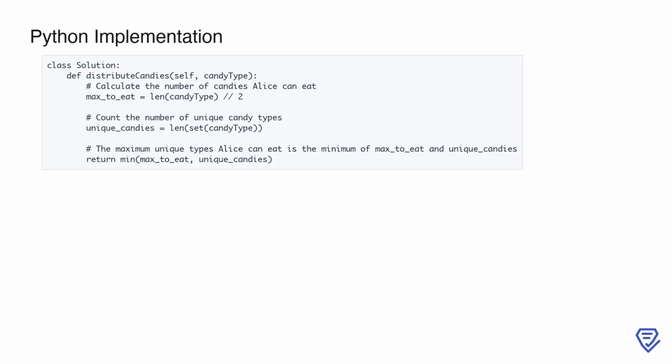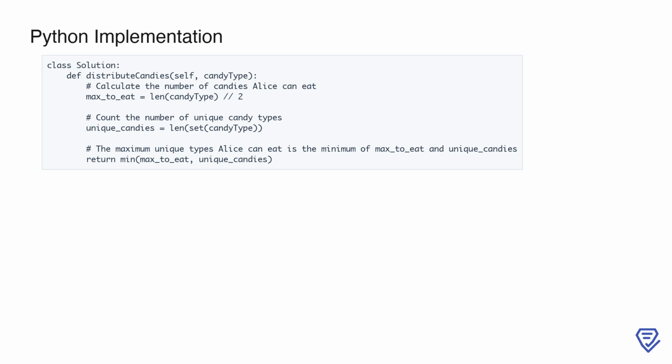The solution begins by defining a function distribute candies inside the solution class, which takes candy type as input. This input represents an array of integers where each integer corresponds to a type of candy. The first step is to determine the maximum number of candies Alice can consume. Since she is allowed to eat only half the candies, we calculate this as max_to_eat equals len(candy_type) // 2. Next, we calculate the number of unique candy types using the set data structure. By converting the candy type list into a set, duplicate values are removed, and the length of the set gives the count of unique candy types, unique_candies equals len(set(candy_type)).